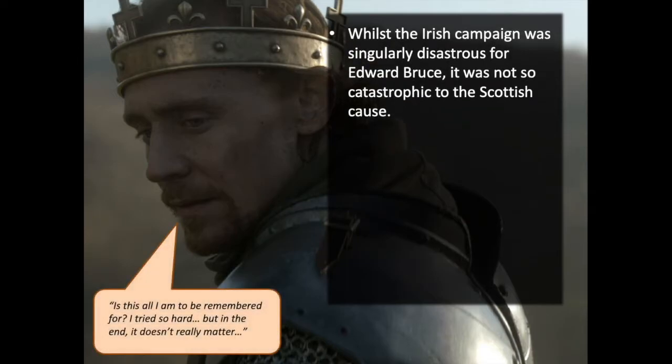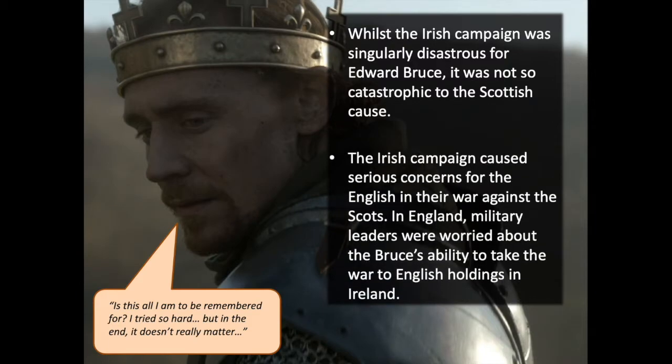Whilst the Irish campaign was singularly disastrous for Edward Bruce, it was not so catastrophic to the Scottish cause. It did cost the Bruces a number of experienced soldiers who'd fought in their army at Bannockburn, and the loss of such experience on the battlefield would have been a blow to the Scottish cause, but it was not the be-all and end-all. The Irish campaign caused serious concerns for the English, which must be balanced against this.